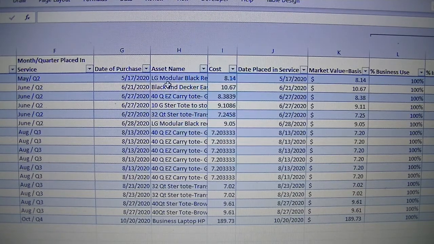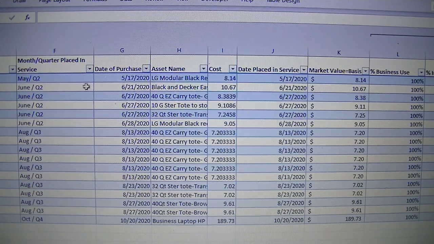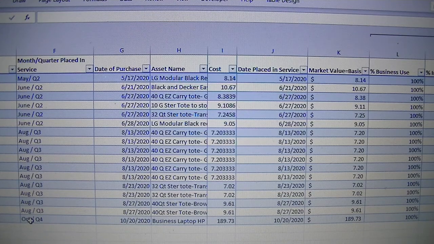So if you place different assets in your business toward the year 2020, and you record when you purchase them, when you place them in service, and how much they cost you, you could tell the quarters every date belongs to. So you'll do that. And if you place assets in your business in the last quarter of the year, automatically you should ask yourself if you are required to use mid-quarter convention.